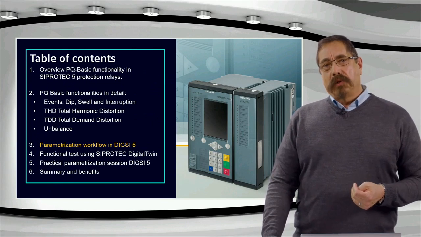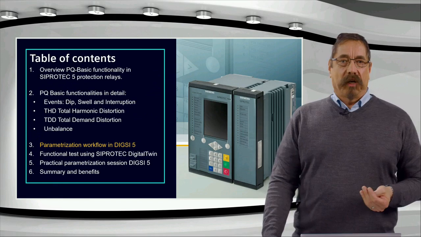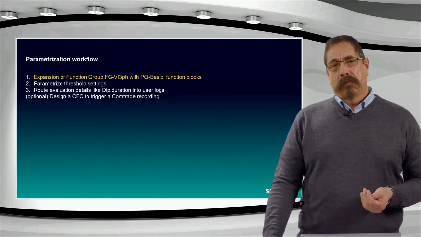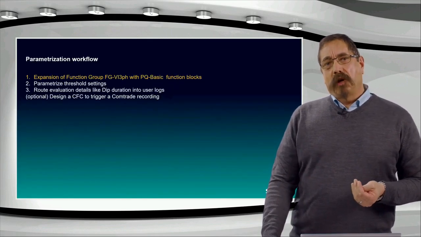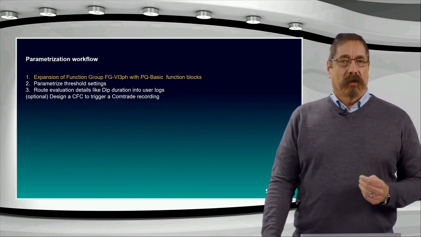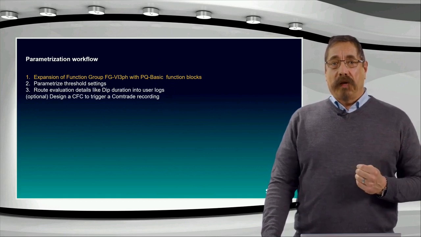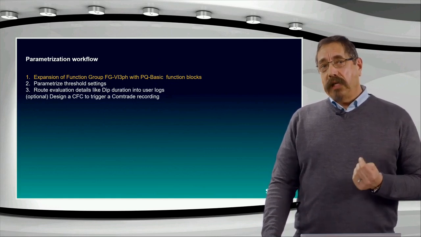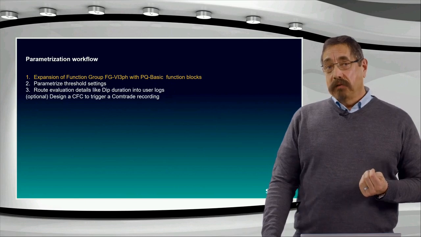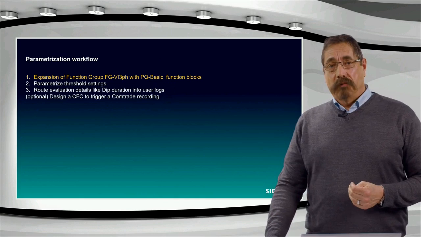In our example today, we are using an overcurrent protection relay of type 7SJ85. The parameterization workflow will be done in 3 mandatory steps and 1 optional. Side by side to the textual user log information, a graphical image of the event is also required. Therefore, we have the option to trigger a COMTRADE file.